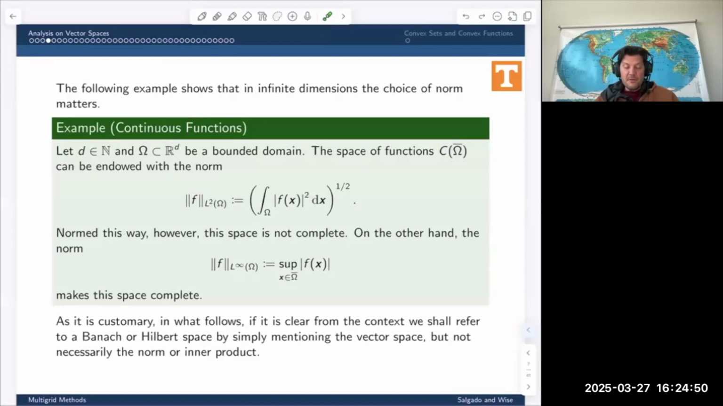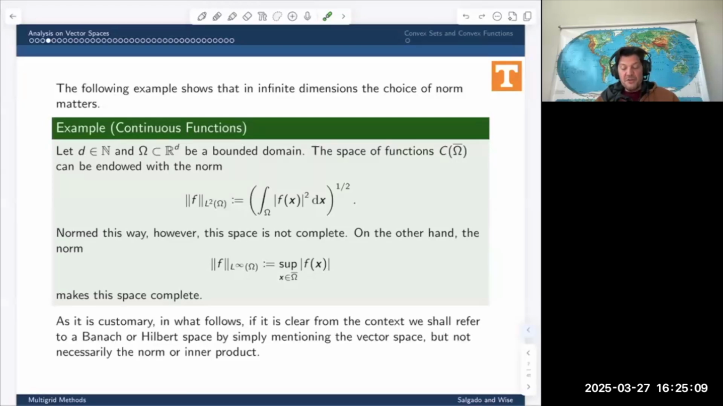Now, there is another space that those of you who have taken measure theory have seen before, and that's called the Lebesgue square integrable space, or L2 space. And that space paired with this norm becomes a Banach space, and in fact, a Hilbert space.